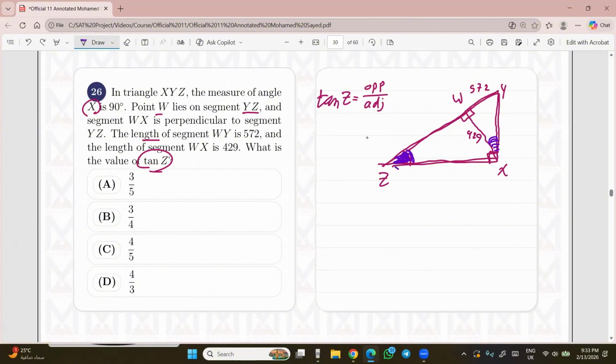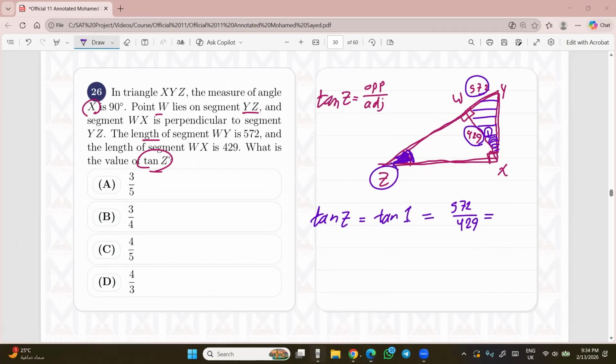So instead of angle Z, we use angle, let's name it 1. So tan Z is equal to tan 1. We name it angle 1 instead of writing WX. Why? Just name it 1. And tan 1 is equal to the opposite of 1 over the adjacent of 1, because 1 lies inside this smaller triangle. Tan 1 is equal to opposite 572 over the adjacent 429. Use the calculator to simplify this.